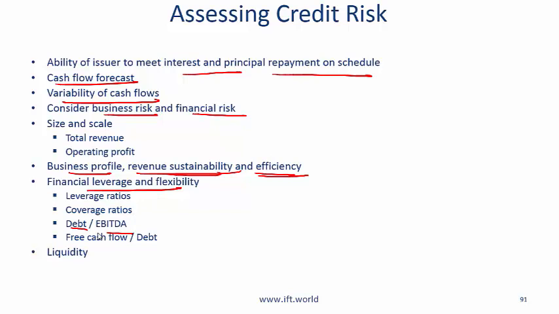Debt to EBITDA. If this ratio involves high debt and low EBITDA, which means if this ratio is high, then that is a negative. Free cash flow to debt. Free cash flow high is good, low debt is good. So if this ratio is high, that is good. You are obviously looking for high liquidity ratios.